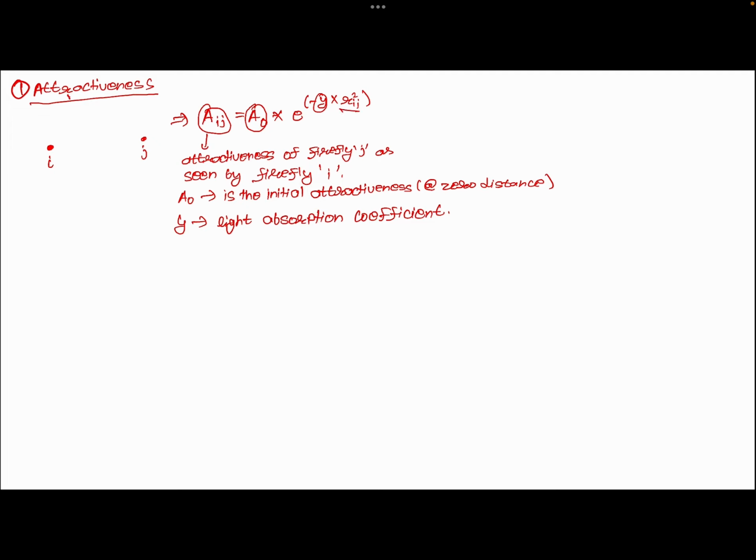And this term, that is Rij, is the Euclidean distance between fireflies I and J. Now this total term represents the exponential decay of attractiveness.